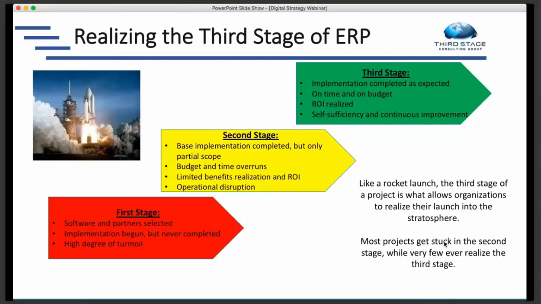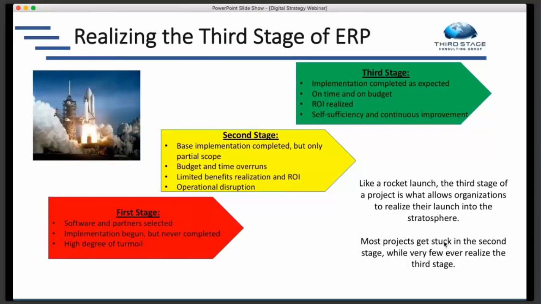Most companies don't have a problem making it past that first stage, but where most companies get stuck is in that second stage. They get through the implementation, but they just get the real basics in place. They just simply automate their old processes. They get the system up and running, but they spend more time and money than they expected. They aren't getting the benefits they expected out of the system. There's a bit of operational disruption, but it's not a total unmitigated disaster, I guess you could say. So it's more of a moderate failure.